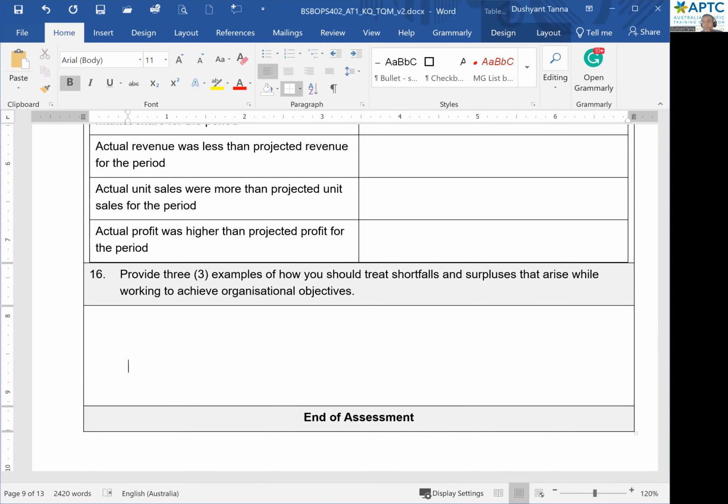Thank you, sir. And the last question. Provide 3 examples of how you should treat shortfall and surplus that arise while working together to achieve organizational goals. If you have a shortfall, what would you do? You can minimize or avoid shortfall if you know your numbers well, if you know what your outgoings are. When they exist, try to capture some money from some investor, from your future planning. Yeah.